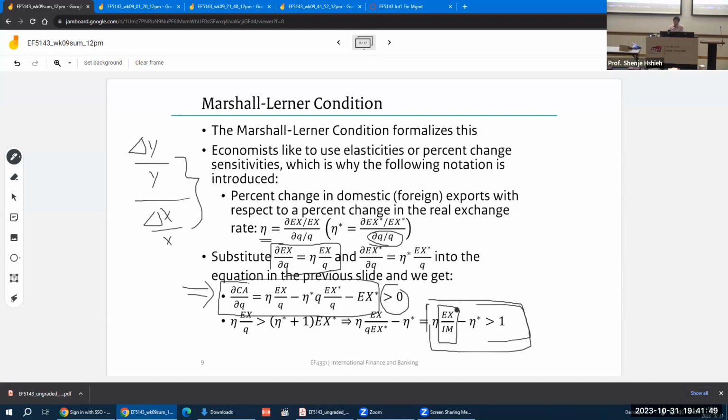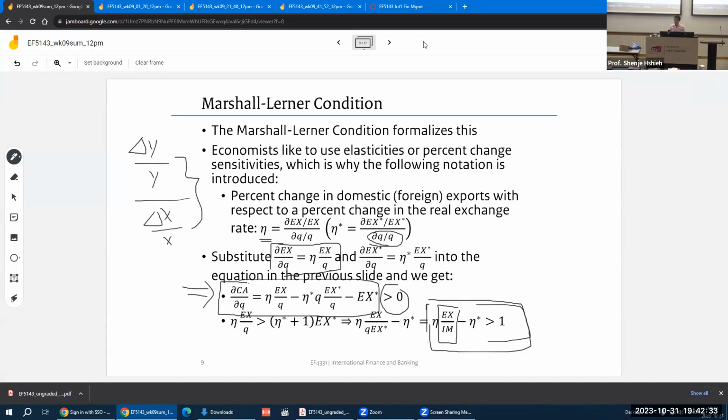The pass-through intuition is the following. Pass-through is much easier if EX is very large relative to IM. On the other hand, there is basically no reason to try to affect output through exchange rates if your import is ginormous, right? Because if imports are super big and this number is some negative number, a super small number, then you're always negative. And an always negative number is never going to be greater than 1, right? So no pass-through. So that's the Marshall-Lerner condition.